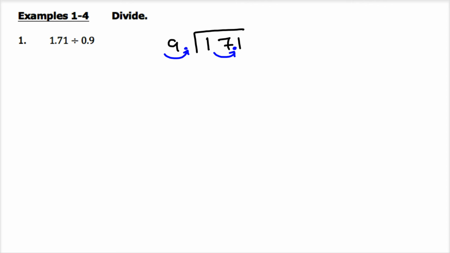Now we're going to divide like we normally would, just like in the last video. 9 won't go into 1, but 9 will go into 17. 9 goes into 17 only one time, so I'm going to place a 1, and make sure, since we're dividing 9 into 17, we put that 1 directly above the 7, the digit furthest to the right of 17. So 1 times 9 is 9, and when I subtract 17 minus 9, I get 8.